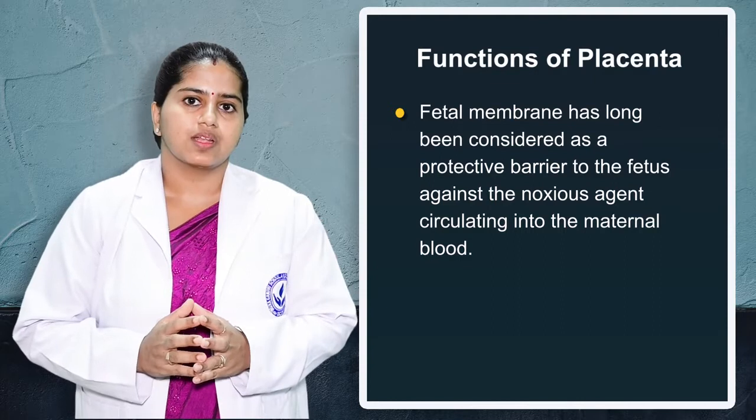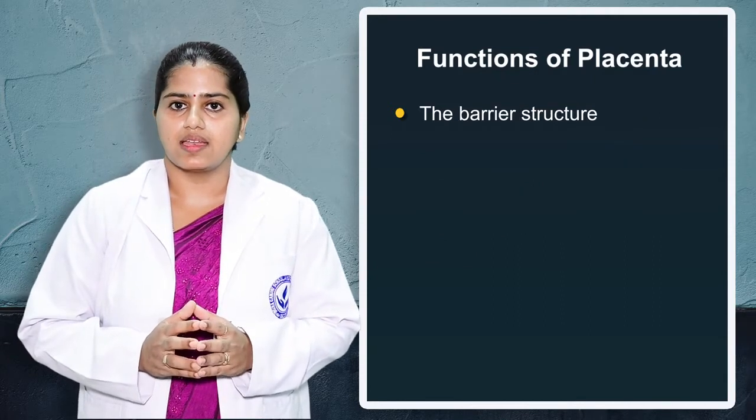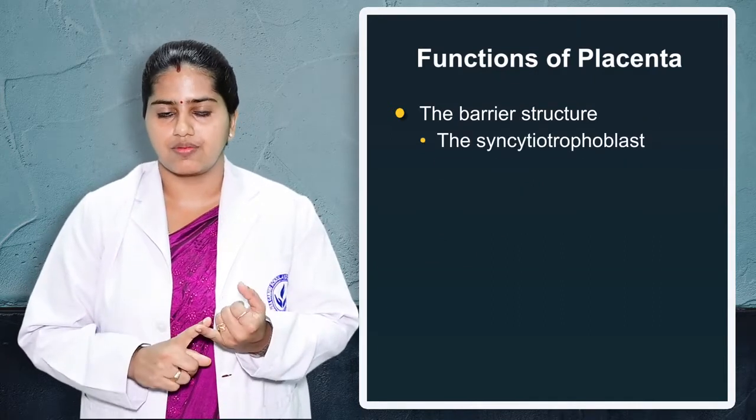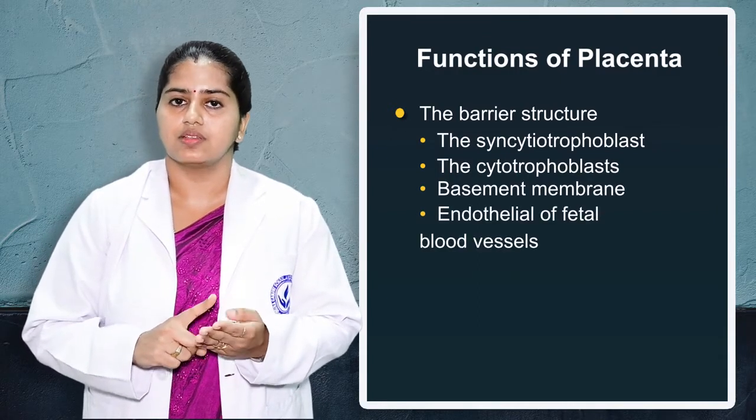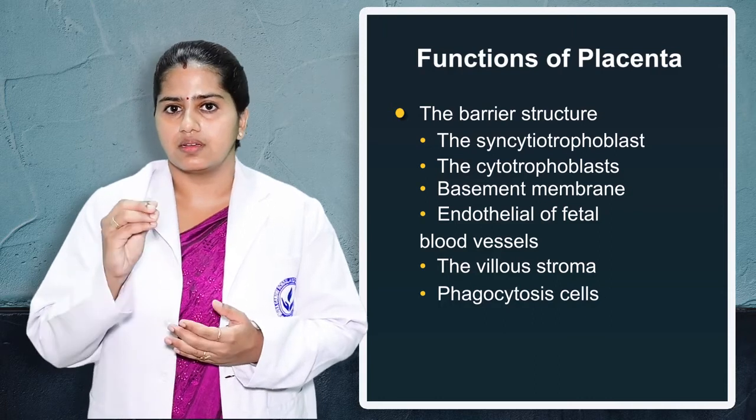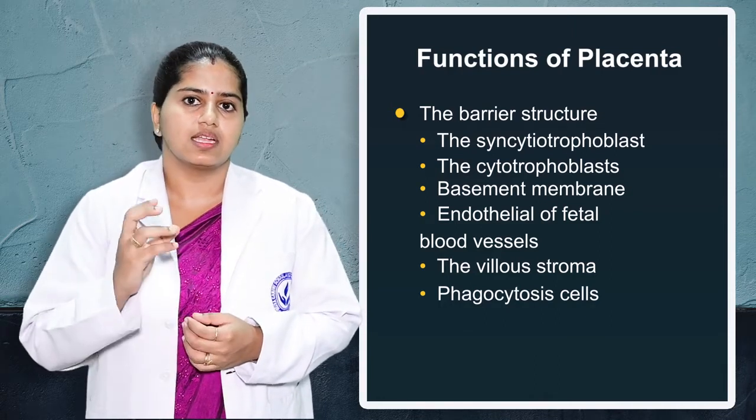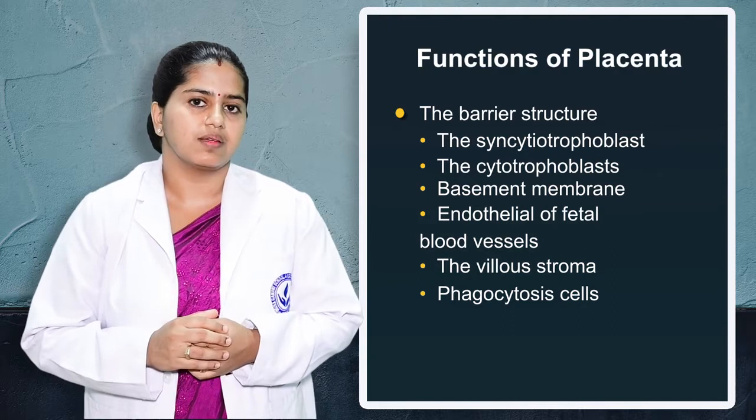So what are the barrier structures that are there? The syncytiotrophoblast, cytotrophoblast, then the villus basement membrane, stroma, and mesodermal layer of the blood vessels, and some phagocytic cells will be present.